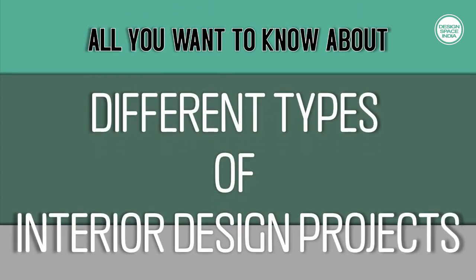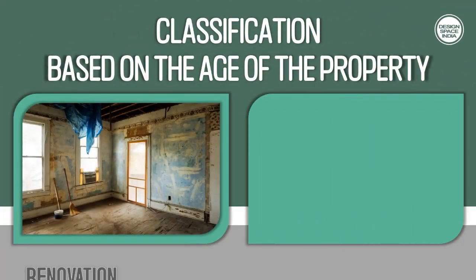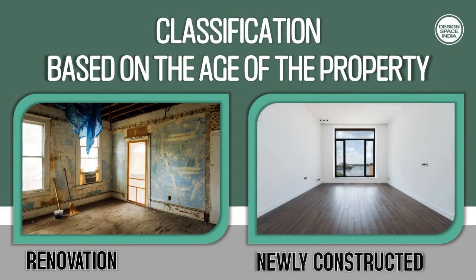In our previous video tutorial we explored the contract document in depth. Today we will find out classification of different types of interior design projects. So let's get started. The first type of classification of the interior design project can be done on the basis of age of the property.